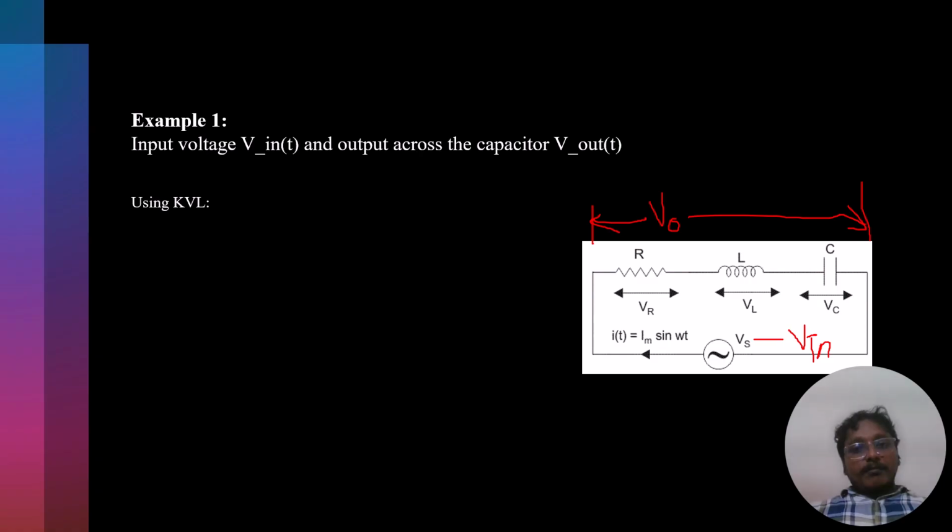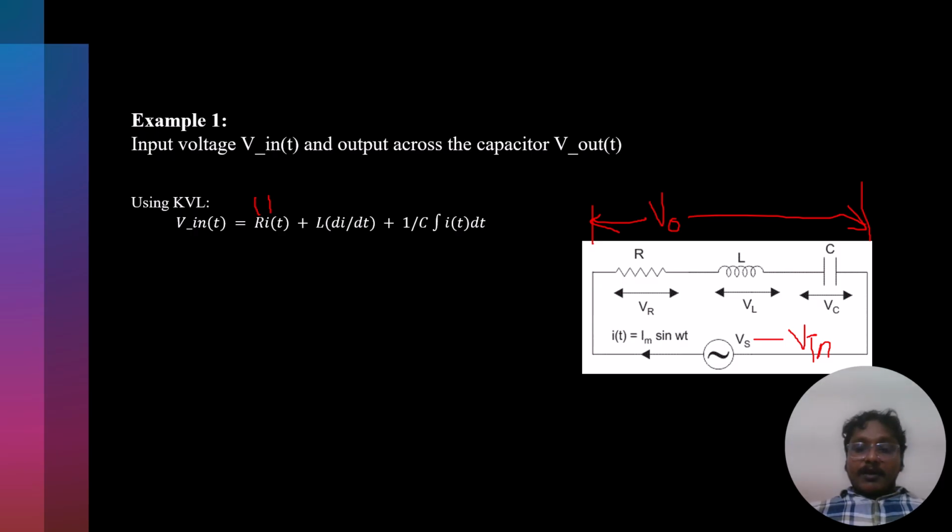Using KVL, Kirchhoff's voltage law, V in of t equals the sum distributed across all three elements. We write with respect to I, all voltage-based terms. So R times I, plus V equal to L dI by dt, plus 1 by C integral of I dt. This is how we write it.